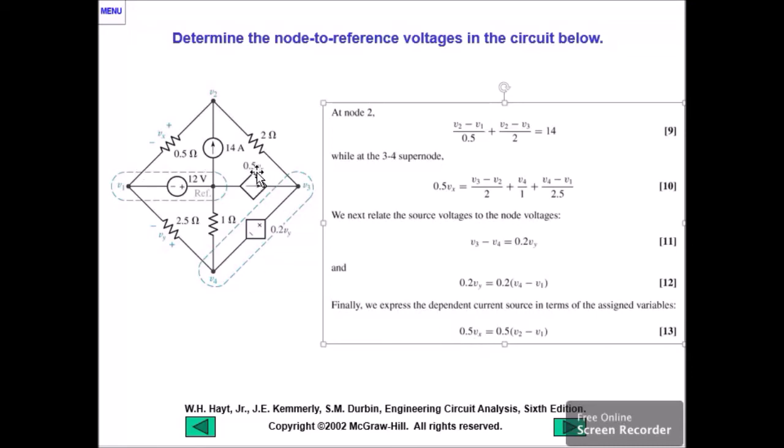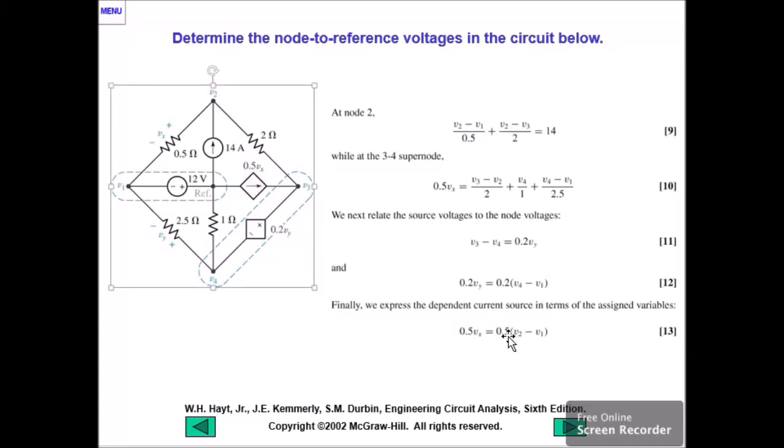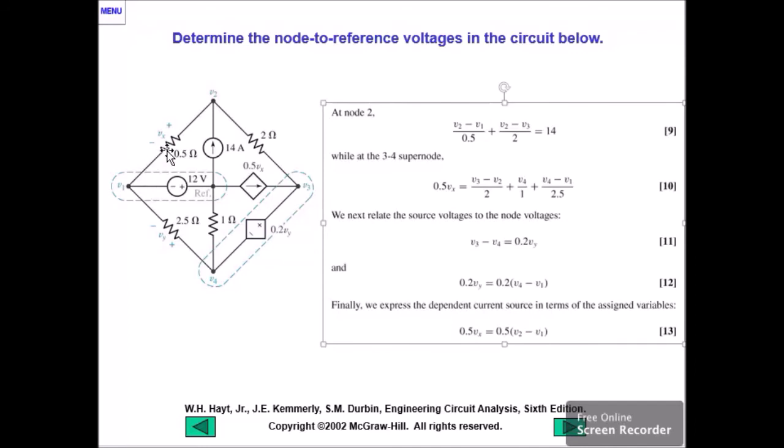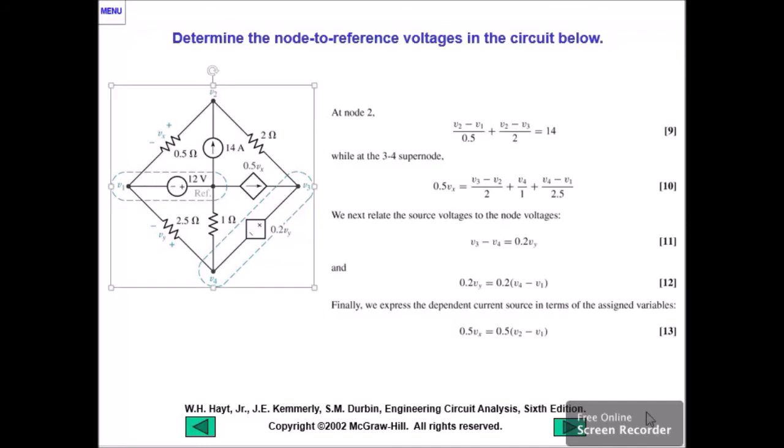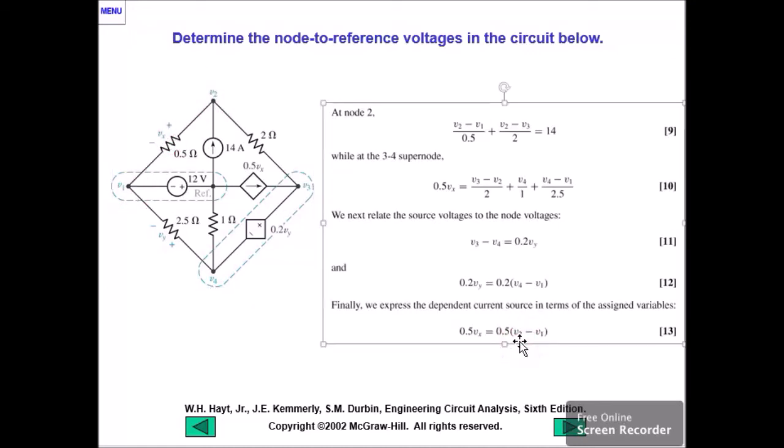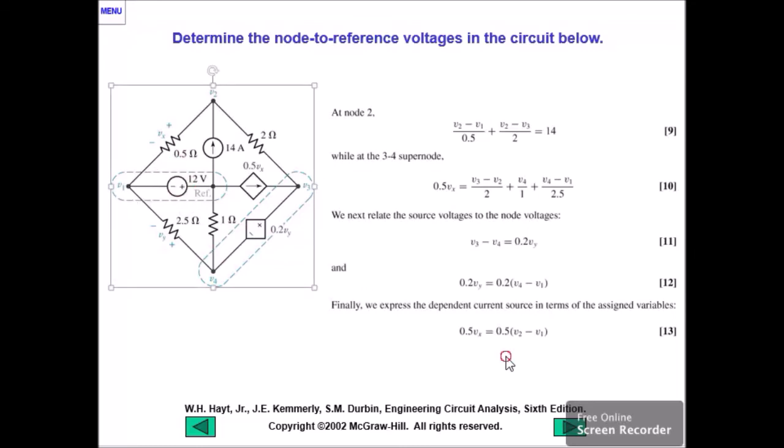And also, we have 0.5 Vx. Yung Vx natin is equal to V2 minus V1. So, eto yun. Alright? So, we have 1, 2, 3, 4, 5, 6, plus yung isa na yung V1 is negative 12 volts. 6 equations, 6 unknowns, you can solve it.